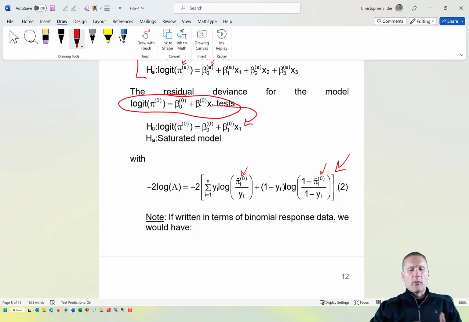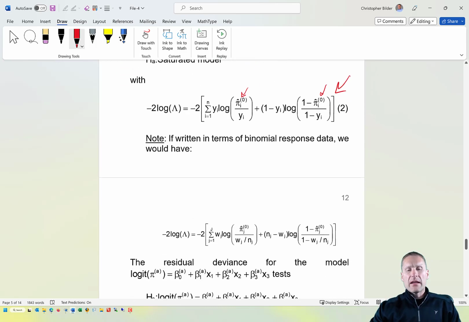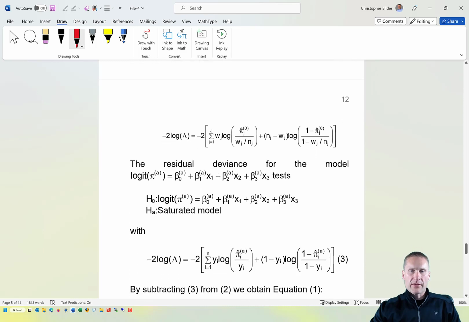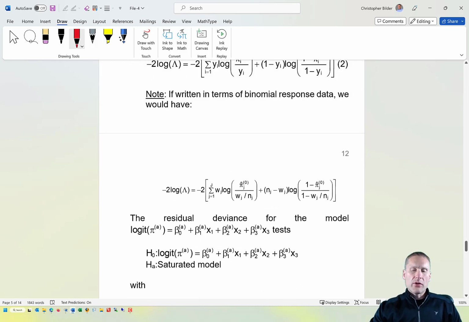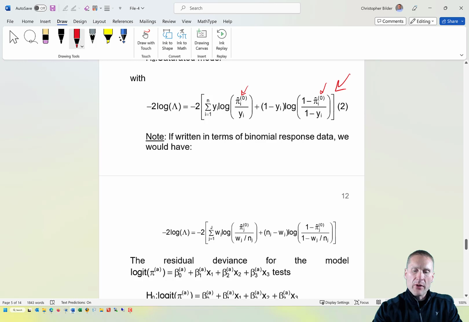This is what it would look like with Bernoulli response data. Here's what it would look like with binomial response data. One little quick note here. You might be wondering, what happens if y sub i is equal to 0 or 1? Well, if y sub i is equal to 0, notice how I have a 0 here. And by convention, 0 times anything, I don't care what it is, is always 0. So that's why that doesn't cause us a problem.